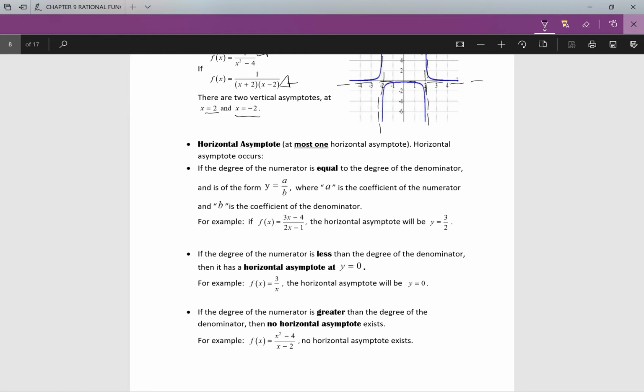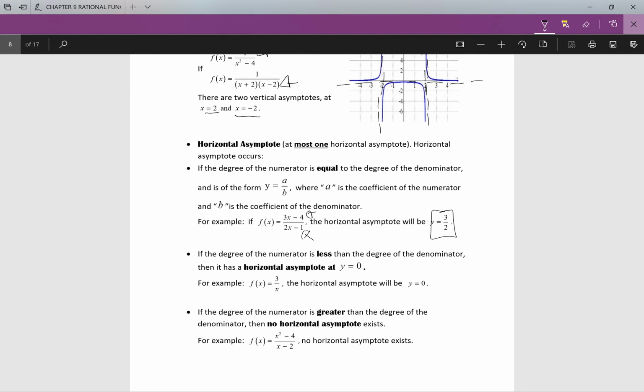So if we have a degree on the top that's equal to the degree on the bottom, all that I have to do to find my horizontal asymptote is divide the lead coefficients. So if we look right here, we have 3x minus 4, and I have 2x minus 1. 3x has a degree of 1, 2x has a degree of 1. So the lead coefficients are 3 and 2. The horizontal asymptote will be y equals 3 over 2.